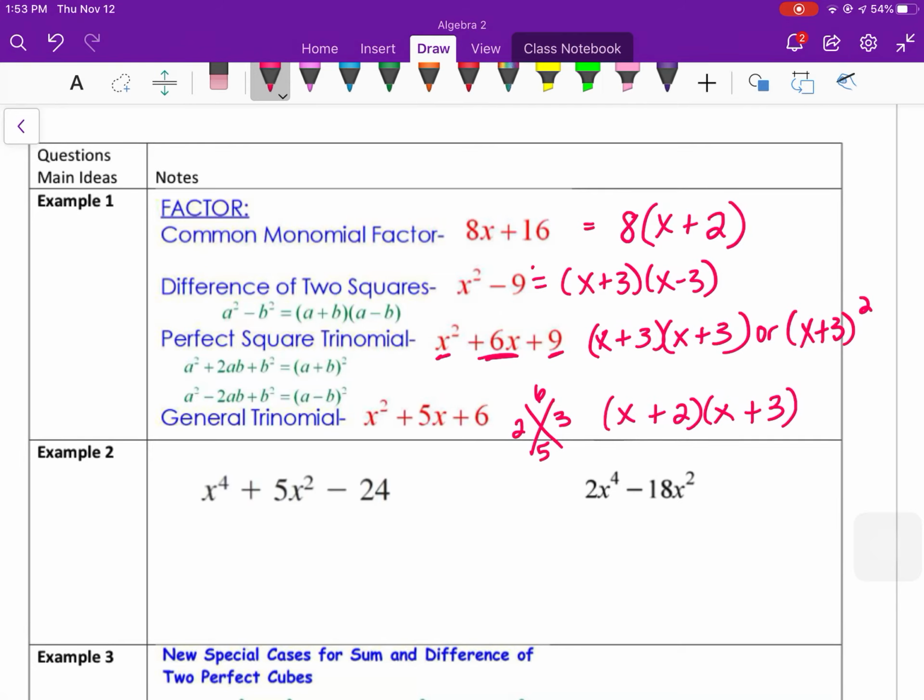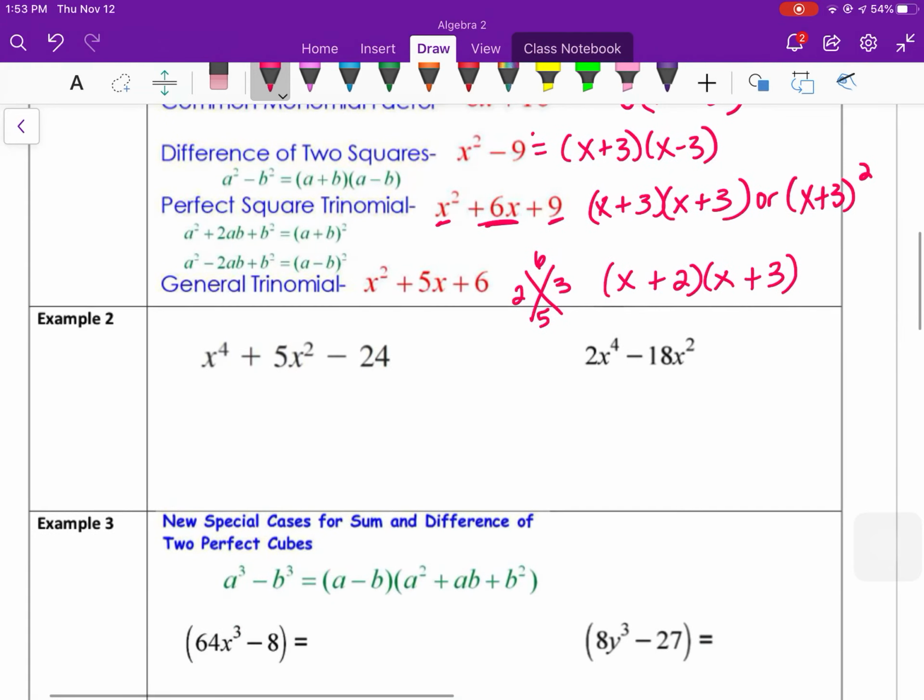So we can use that general trinomial idea to factor quartic trinomials as well. So just like in standard factoring, check to make sure that there's not a greatest common factor. And then let's try to factor it. You can use a box as well.